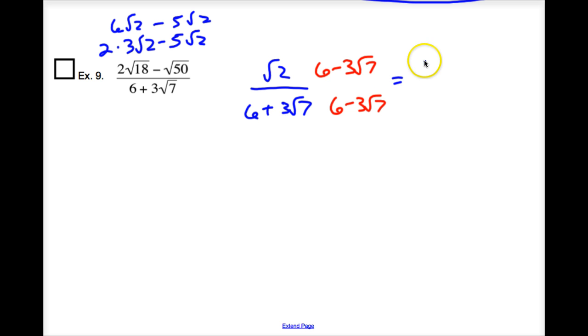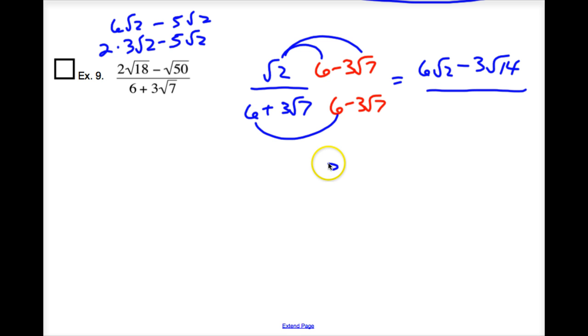And you get 6 root 2 minus 3 root 14. I distribute that. On the bottom, you'll have 6 times 6, 36, minus 9 times 7, 63. 3 times 3, 9. Square root 7 times square root 7, 7. 9 times 7, 63. Subtract those, you get negative 27.